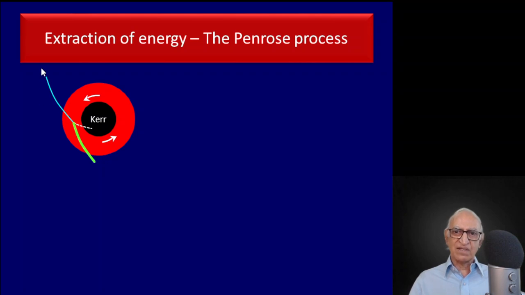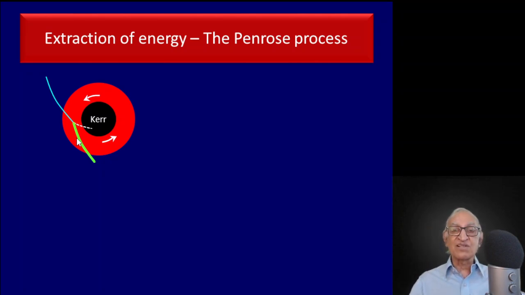A particle comes in from infinity with positive energy. Particles can only have positive energy in the world we live in. But when it comes inside the ergosphere, it decides to split into a particle with negative energy and a particle with positive energy, so that the total energy, minus plus plus, is the energy it originally had.